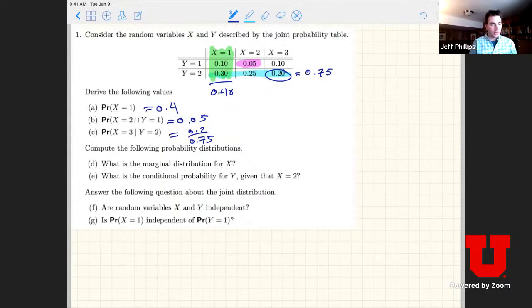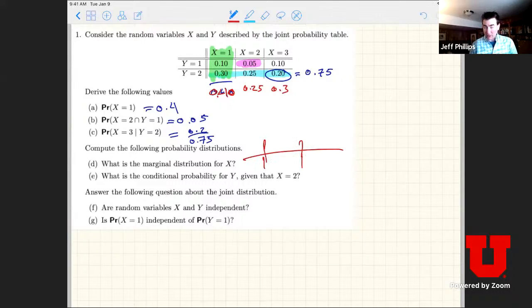Okay, and then we're going to compute the following probability distributions. What is the marginal distribution for X? That's saying when you marginalize out, you get rid of the effect of Y. So we're writing the marginal distribution for X. For X equals 1, I added these up, and I've already done this for the first one, 0.4. For X equals 2, it's 0.25, and for X equals 3, that's 0.3.